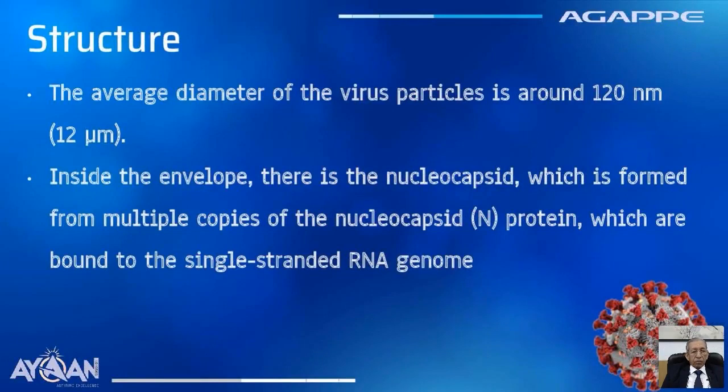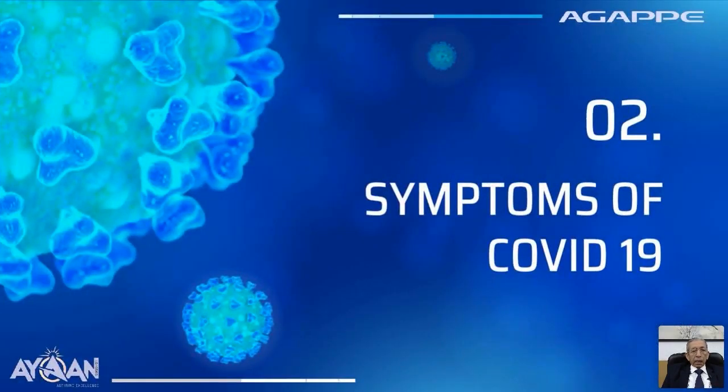Regarding the structure of the virus, the average diameter of the virus particle is around 120 nanometers. Inside the envelope, there is the nucleocapsid, which is formed from multiple copies of the nucleocapsid N protein. We will be discussing this N protein later on, as it is a particularly important protein specific to this virus, and it is bound to the single-stranded RNA genome. That much will be sufficient for the virus.